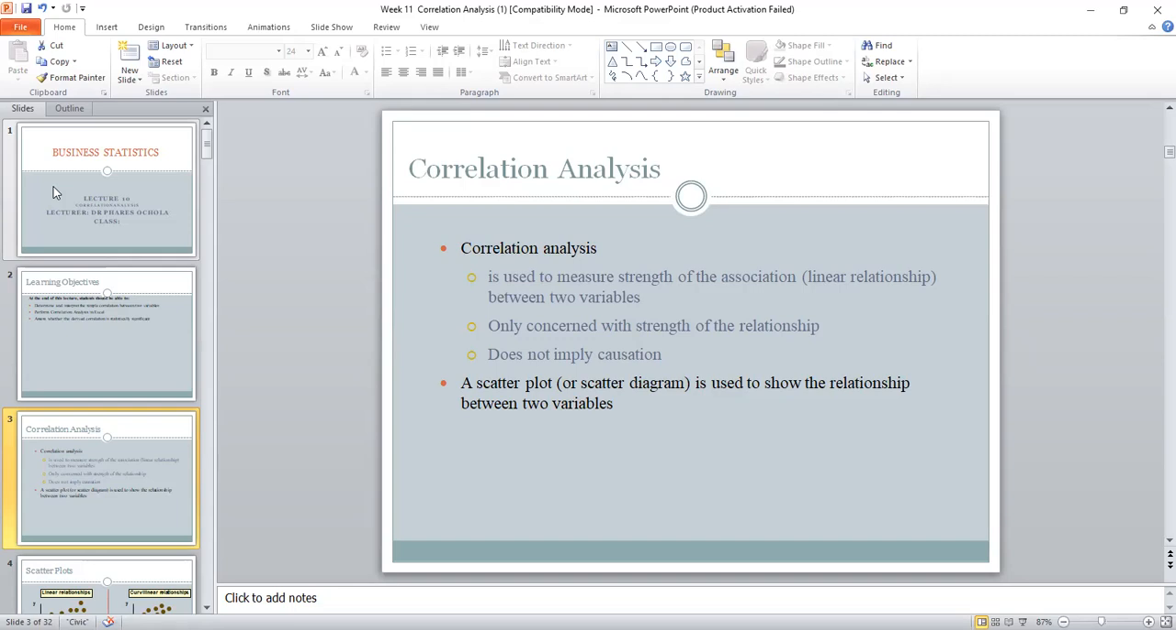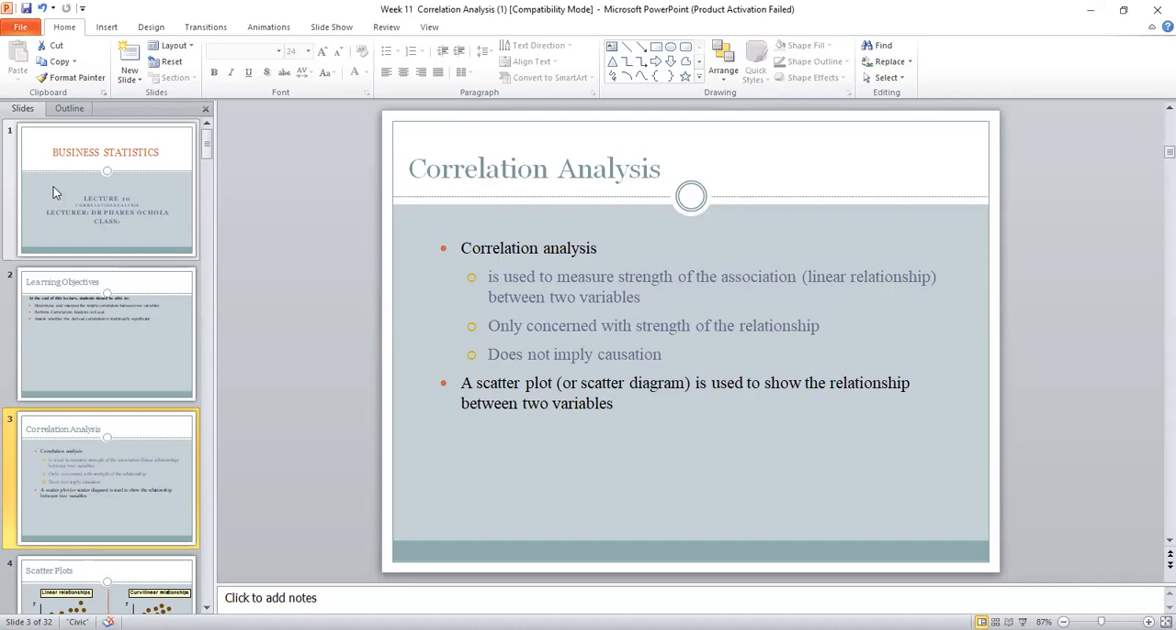So briefly, if two variables x and y are correlated, then it does not imply that x affects y or vice versa. That's what causation is, that one affects the other. And there are three types of correlation.